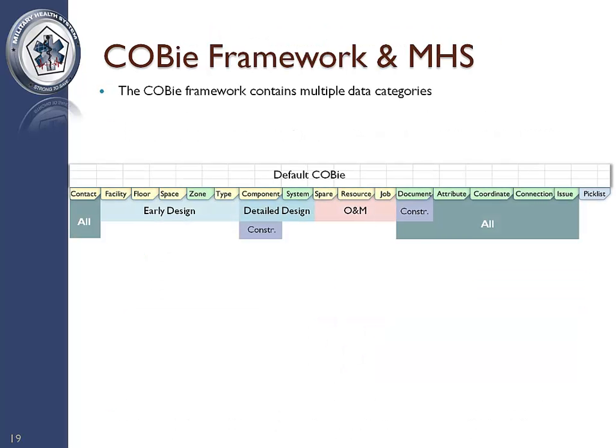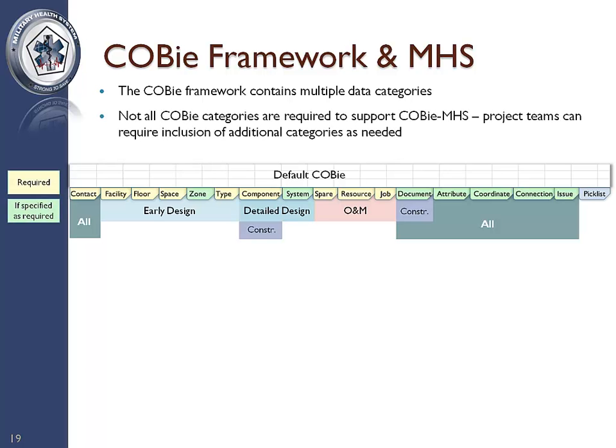The COBie framework contains multiple data categories. Not all COBie categories are required to support the COBie-MHS. Project teams can specify inclusion of additional categories as needed based on project objectives. However, the minimum data sets described in the minimum BIM requirements are not optional. A subset of these categories will be resident in a BIM. These categories are highlighted using purple boxes.